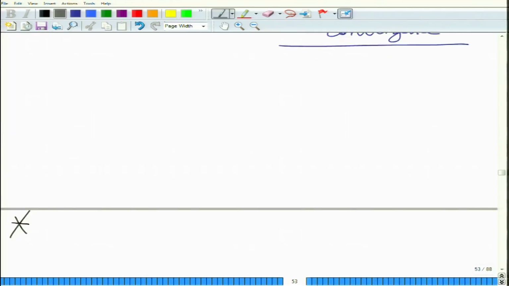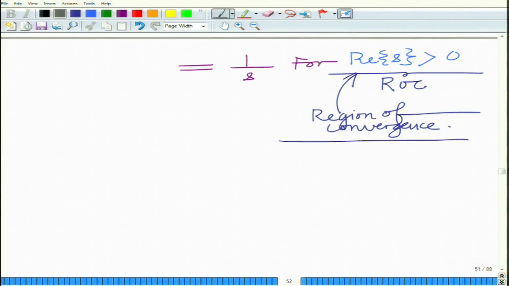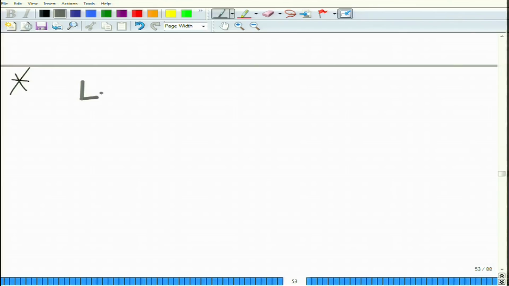So, we are looking at the Laplace transform, the various properties of the Laplace transform, the concept of the region of convergence, and the Laplace transform of the impulse and the unit step functions. Let us now look at the Laplace transform of the cosine function. We have looked at the Laplace transform of the unit impulse and the unit step function. So, let us continue looking at the Laplace transform of some common functions.